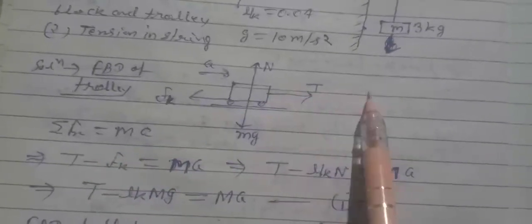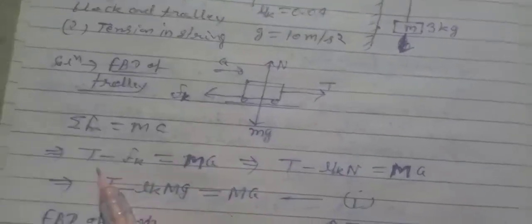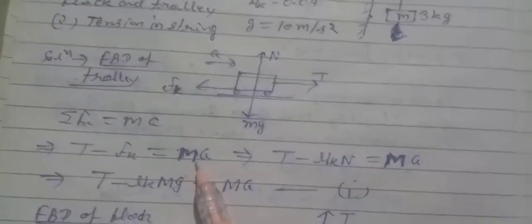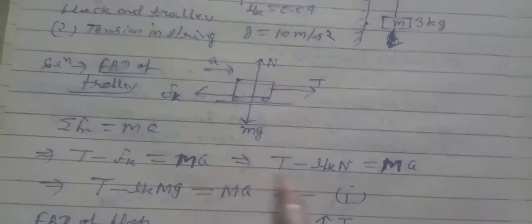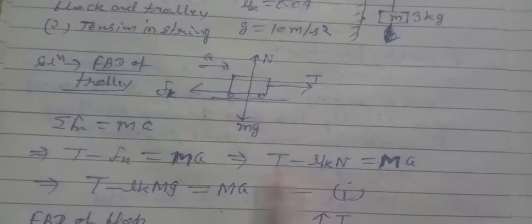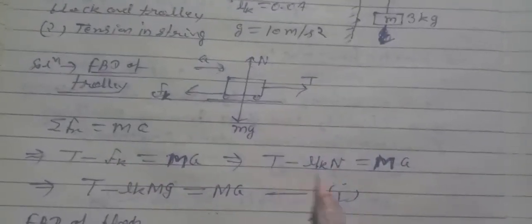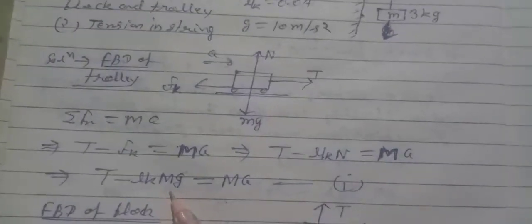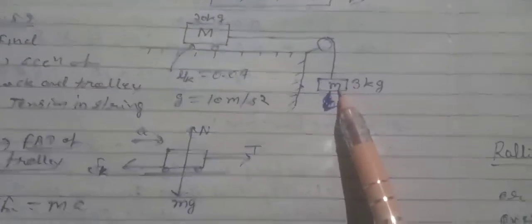Now we have T in this direction, so it will be positive and Fk will be negative. So T minus Fk equals Ma, where capital M is the mass of the trolley. This implies T minus, in place of Fk we can write mu k into N, so T minus mu k N equals Ma, or T minus mu k Mg equals Ma. This is equation 1.